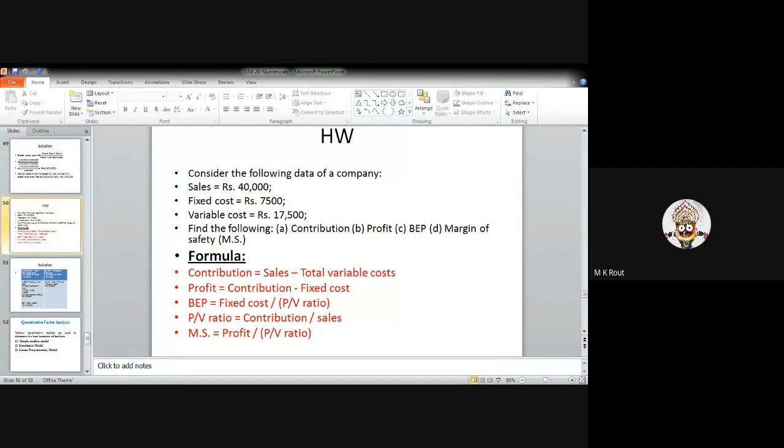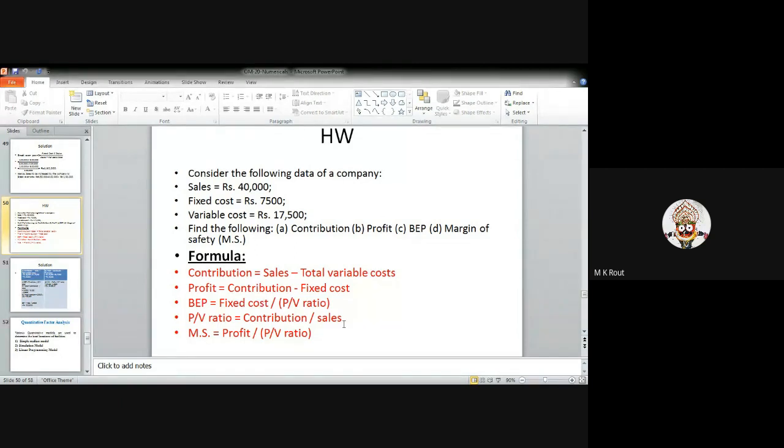As per the data given, let me just read the question. Considering the following data of a company's sales, given as rupees 40,000. Those who have not attended, try to note down whatever data is given in the slide. The next point is fixed cost, given as 7,500, and variable cost equals 17,500. Find the following. First, you have to calculate contribution. The next one is profit. The next one is break-even point analysis, and the last one is margin of safety.